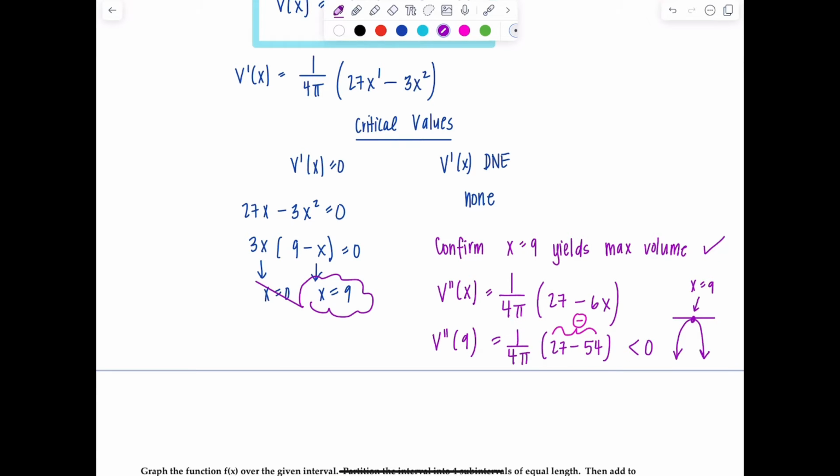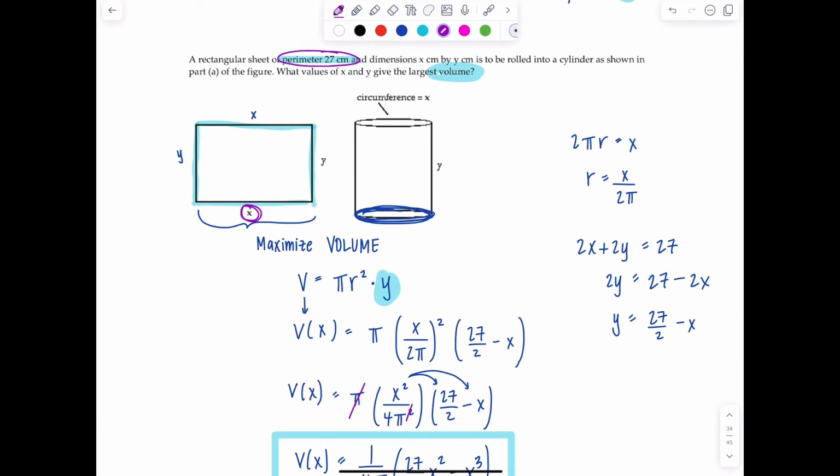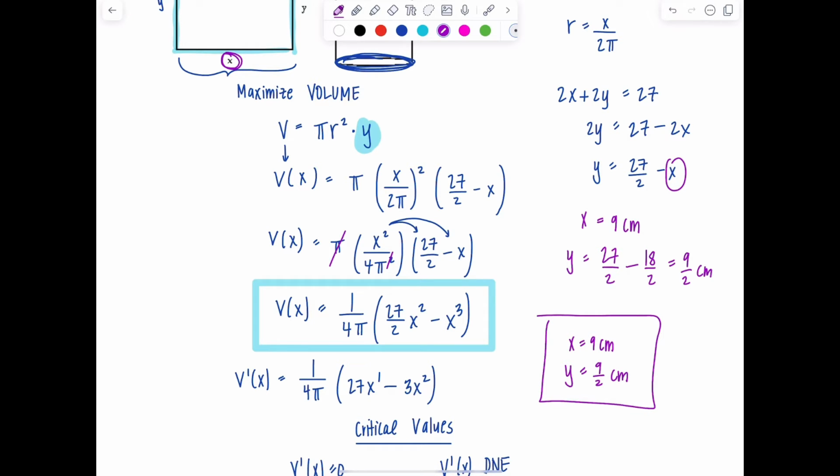So for the final answer, I know x equals 9 yields the max volume. What did they want? The values of x and y. So x equals 9 centimeters. And then y equals 27 over 2 minus x, which is 9, which is 18 over 2, which is 9 over 2 centimeters. So we can summarize that more nicely. X is 9 centimeters and y is 9 over 2 centimeters. There's our final answer.